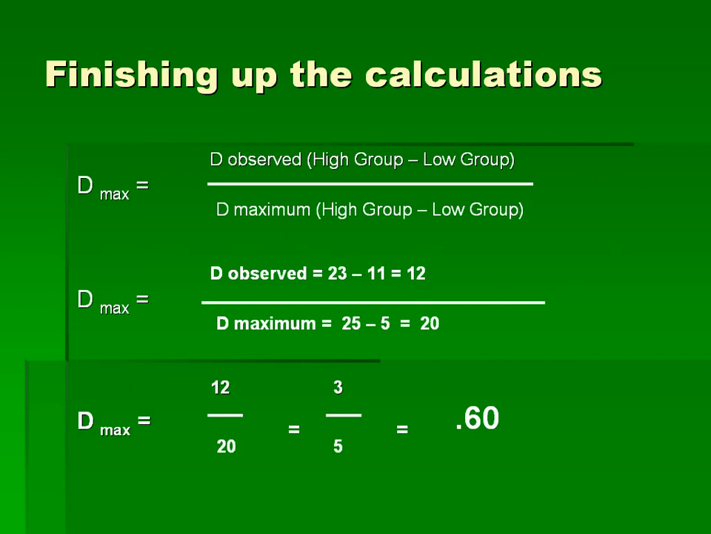Now, these really can be done pretty quickly by hand. If you have a 30-item test, the D max, the denominator, is always going to be 20 in this particular example. And then you just have to do the subtraction for the D observed and then do that division. You certainly can do it with the calculator on your cell phone, but many of these could be done probably in your head.